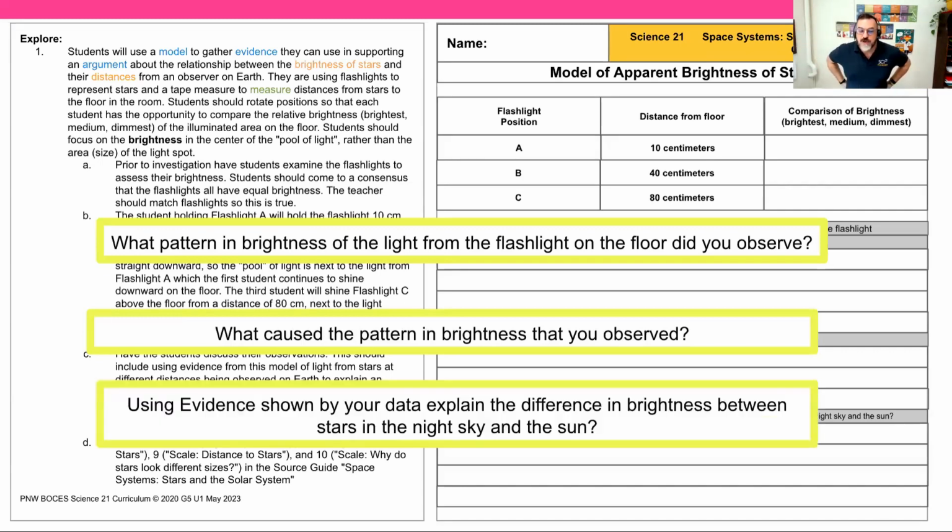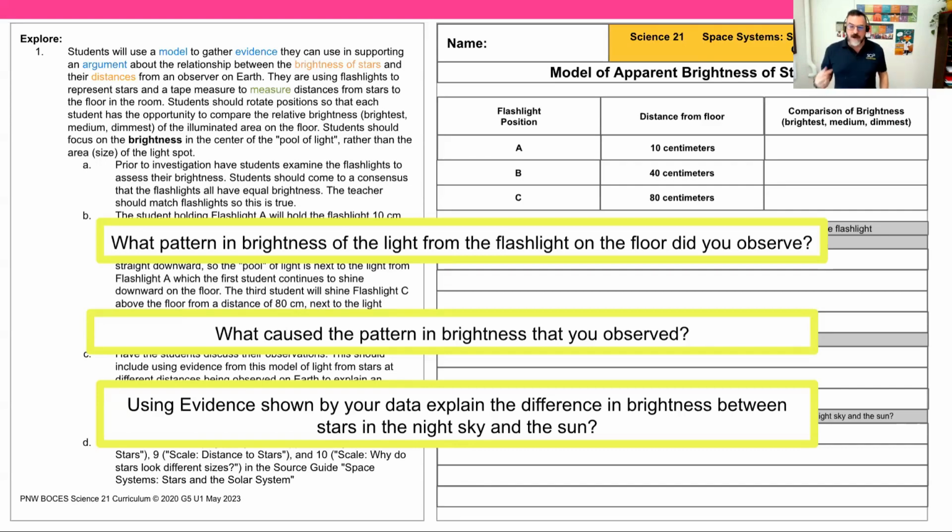The next question is, using evidence shown by your data, so the student-generated data, what's the difference between the brightness of stars in the night sky? So we're at that moment asking them to take their real-life experience and extrapolate to what the beginning of the phenomenon was. So here's the phenomenon. Oh, I can't really understand that. Do something and go, now can you? But we didn't stop there.